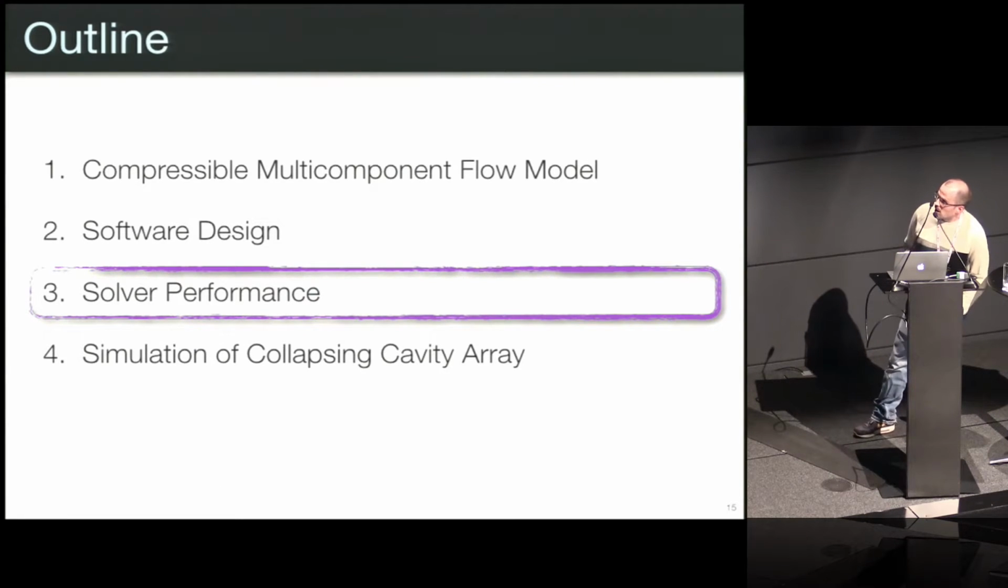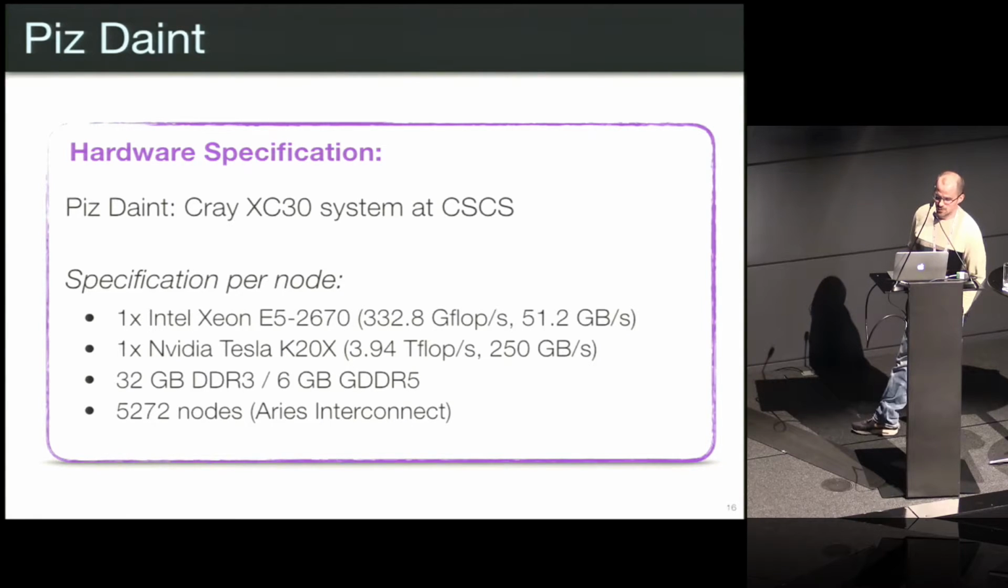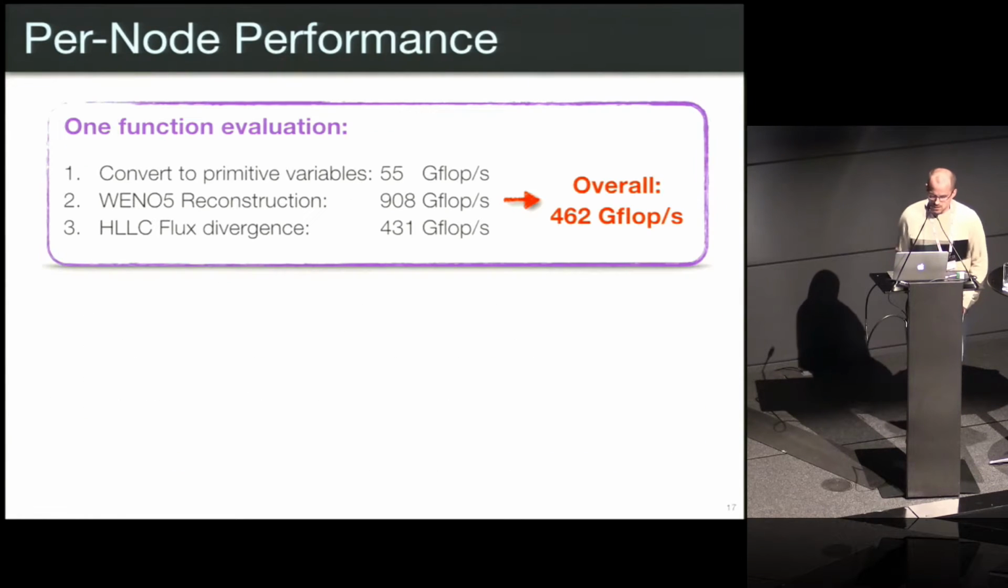Okay, so now I would like to present some performance figures. We have run our code on Piz Daint. Here is a brief overview of what is available on one node. There is an Intel Xeon 8-core CPU. We have a Tesla K20X Kepler generation GPU. We have 32 gigabytes on the host side, DDR3, and 6 gigabytes of GDDR5 on the GPU. I have to point out here that this is focusing on the per node performance for the moment.